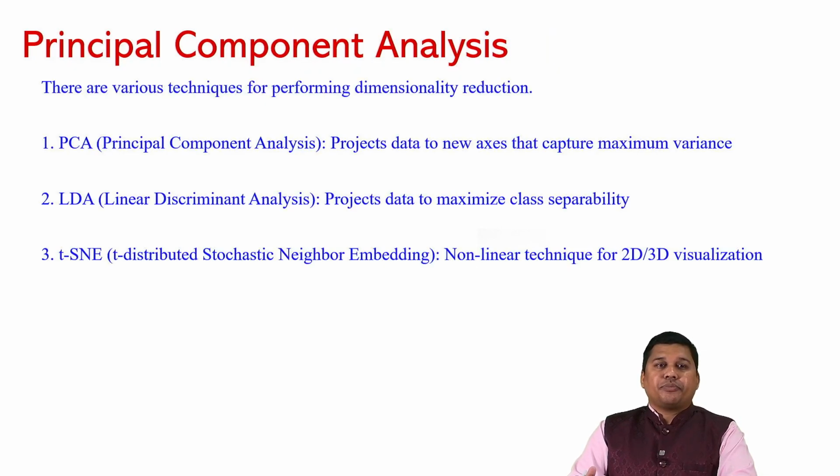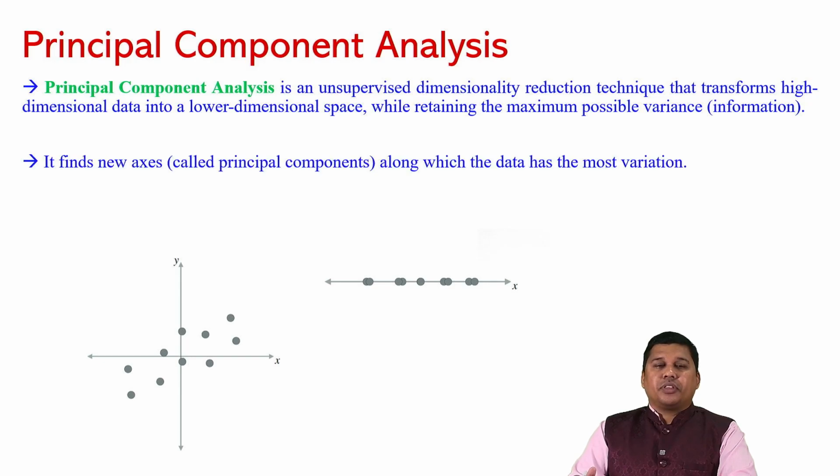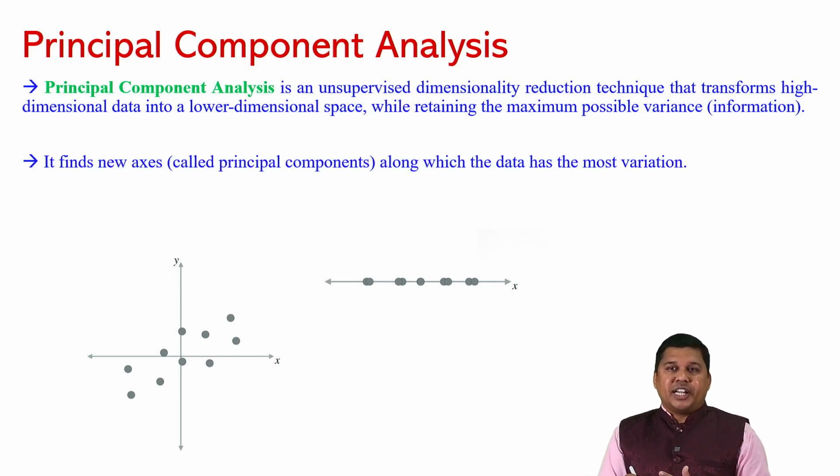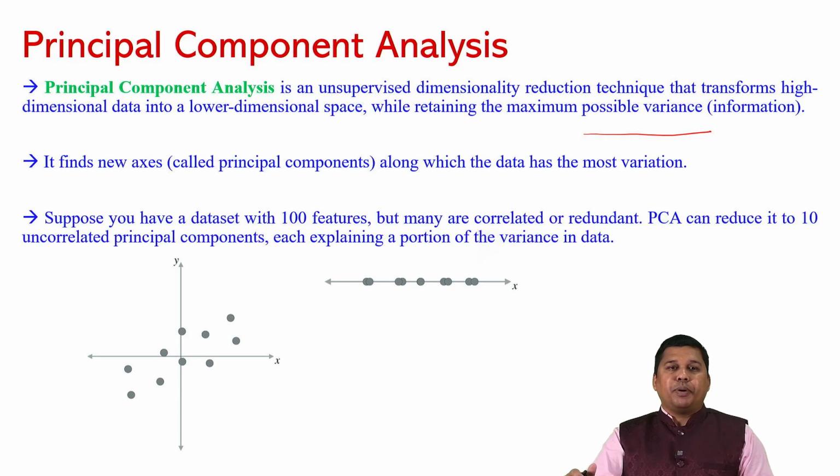So, in PCA, right, what is PCA? Okay. It is an unsupervised dimensionality reduction technique. It transforms higher dimension data into a lower dimensional space while retaining the maximum possible variance. Okay. See this example diagram here. I have data points spread across the x and y axes here. I am trying to project all these data onto a single axis. So, this is 2D, this became 1D, right.